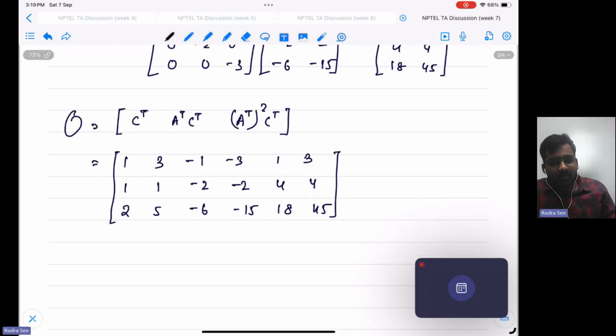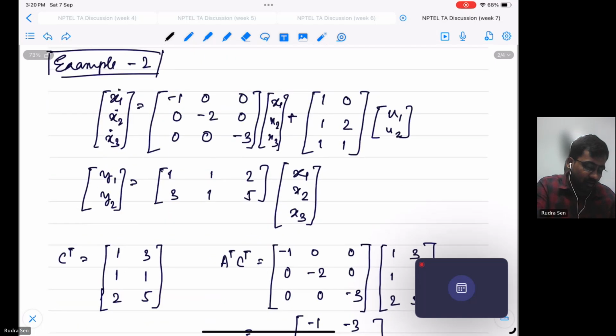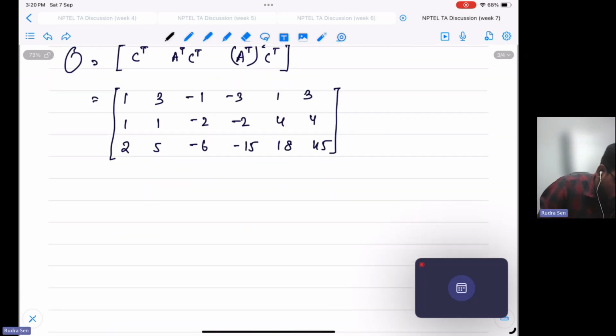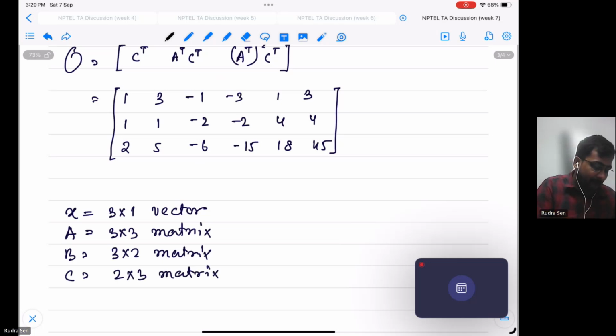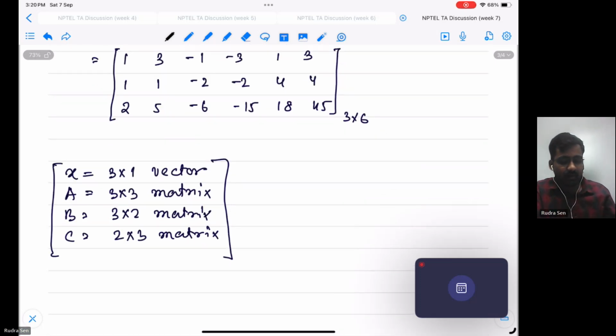So this is a rectangular matrix. Here, x is a 3 cross 1 vector, A is a 3 cross 3 matrix, B is a 3 cross 2 matrix, and C is a 2 cross 3 matrix, right? So this is basically a 3 cross 6 rectangular matrix.